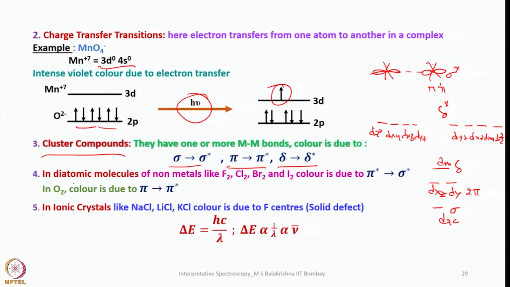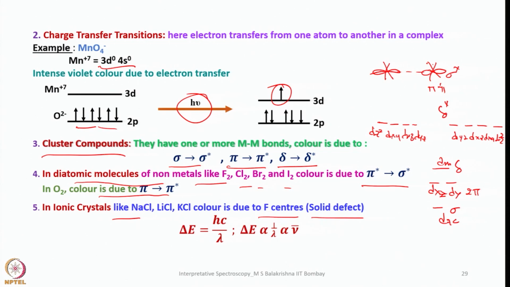In diatomic molecules of non-metals such as F2, Cl2, Br2 and I2, color is due to pi to sigma star transition. In O2, color is due to pi star transition. In ionic crystals such as NaCl, LiCl, KCl, color is due to F centers, a solid state defect. Many times rock salt is slightly pink in color.